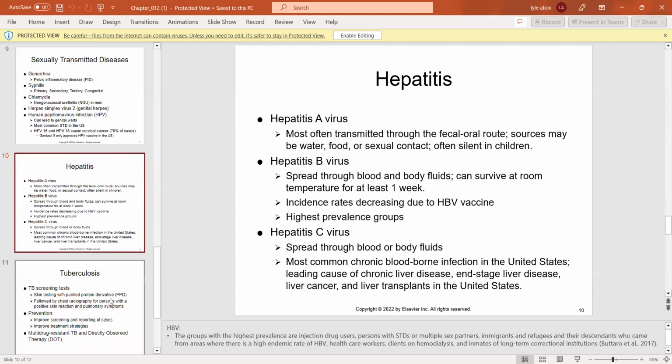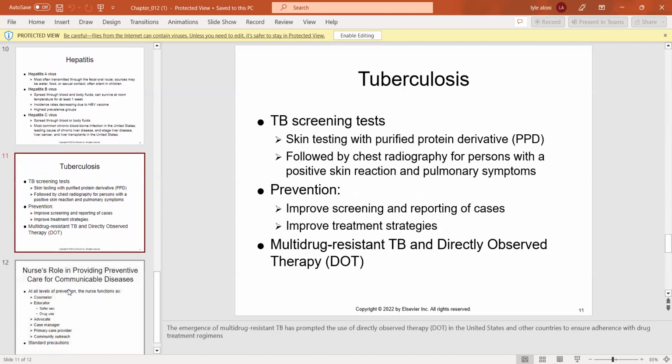We have our 3 different hepatitises. A, which is usually through water or food, can be sexual contact. B is through blood and body fluids, and C is through blood and body fluids as well. We take a look at tuberculosis. We're going to see this in places like jails or where there's high quantity, close living quarters.